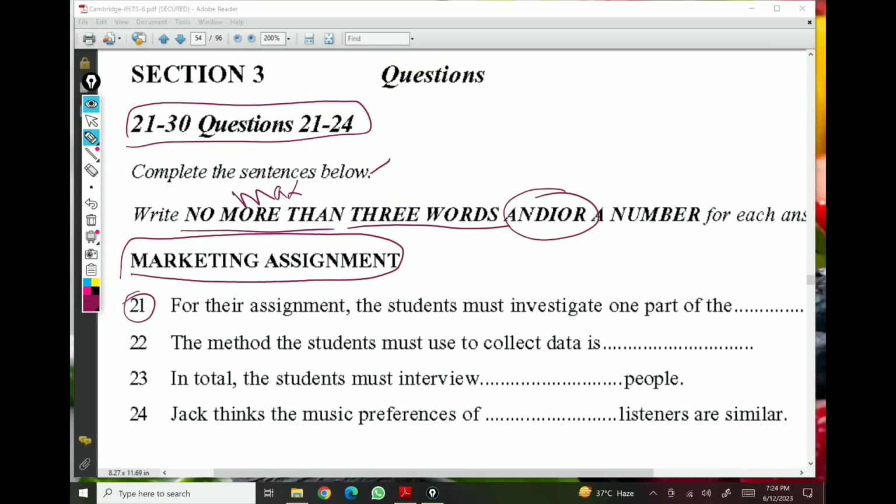Now, we've got this question. For their assignment, they will talk about some students. Their assignment means students' assignment. The students must investigate, underline students investigate one part of dash. Now underline one part of. For part, they can use another word. One aspect of, one area of, one side of. Okay, so whatever they say after that, that'll be your answer. Now please listen and answer.